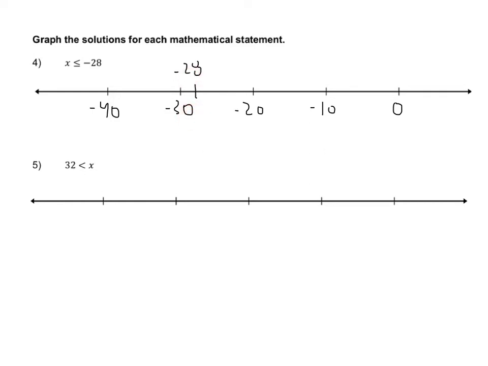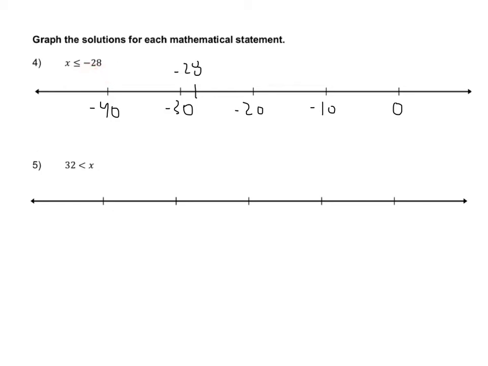Okay, so that's a way that you can be a little bit more efficient. You don't have to draw 28 tick marks, right? So it's 10, 20, 30, 40. Negative 28 is about here. All right, so let's think about what numbers would be solutions to this. Well, first thing you should test is our boundary value, which is this number here, negative 28.